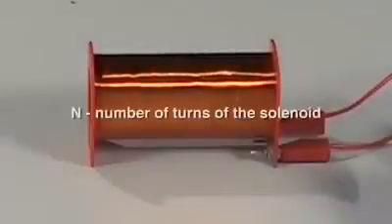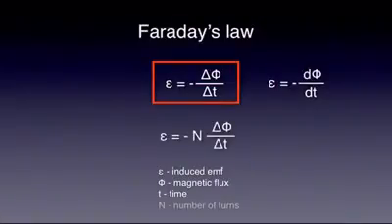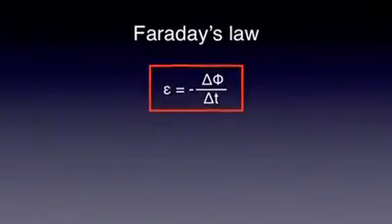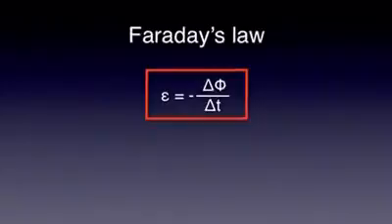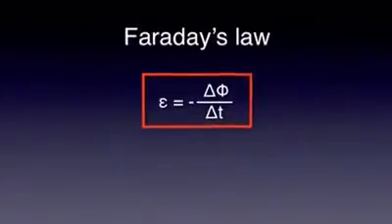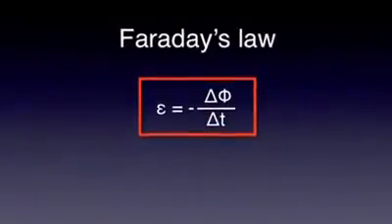For a coil consisting of capital N turns, the total induced EMF would be N times as large. EMF equals minus N delta phi over delta t. Faraday's law formula gives us the magnitude of the induced EMF. For mathematical consistency, a minus sign is also present. It refers to the direction or the polarity of the induced EMF.